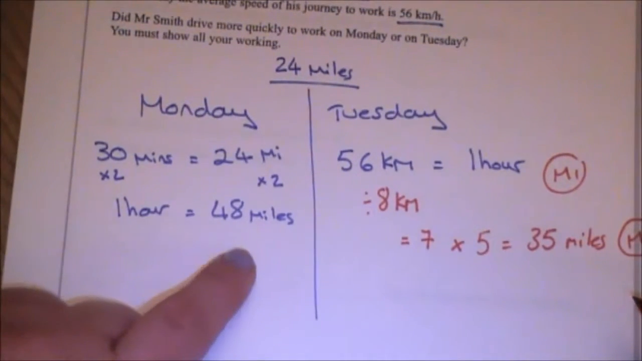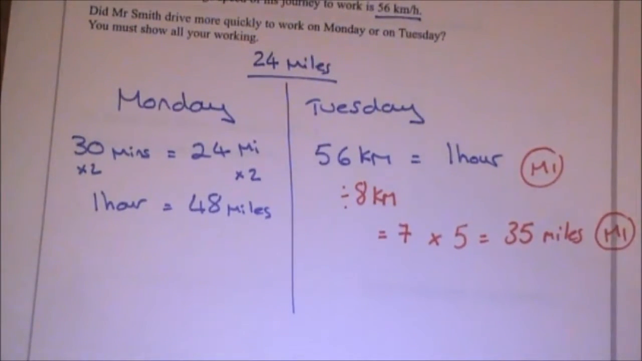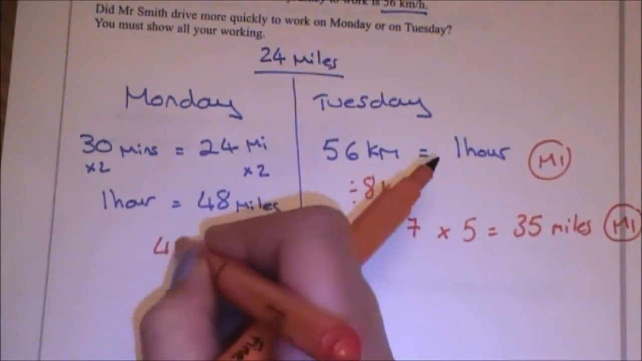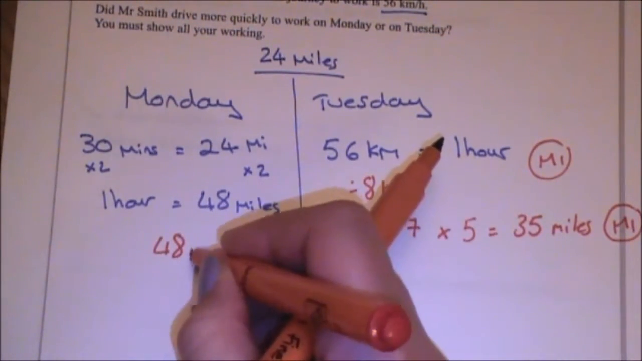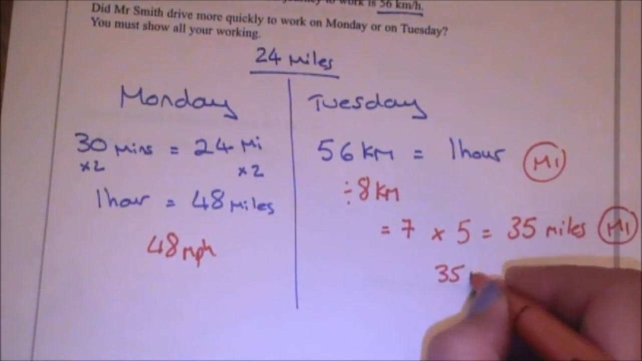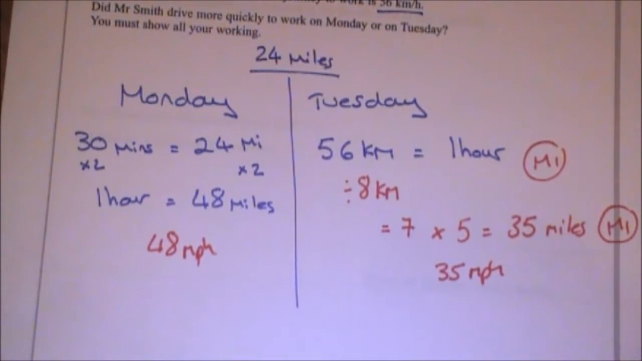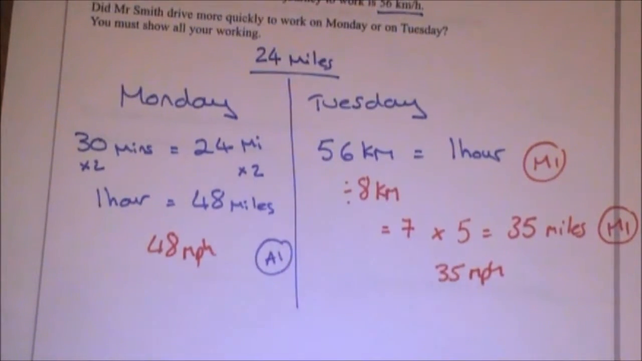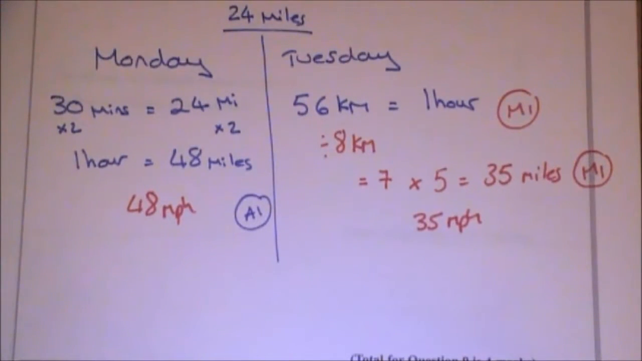So now I've got my 48 miles and my 35 miles. I've got the two numbers and their speeds. I'm going to write them as a speed: 48 miles per hour and 35 miles per hour. By stating both of the speeds, I get an answer mark for my numeric answer.